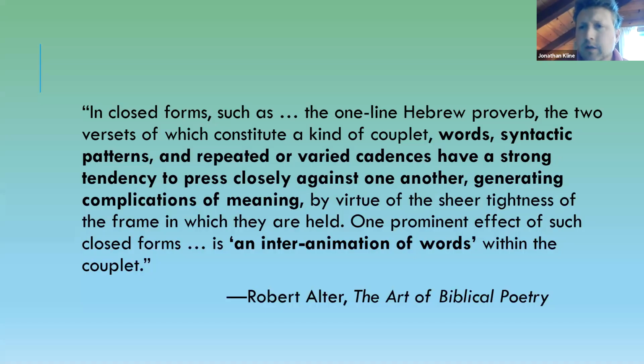So let's finish up this section with another quote from Robert Alter. In closed forms, such as the one-line Hebrew proverb, the two versets of which constitute a kind of couplet. Versets just means two parallel lines. So basically, in Hebrew poetry, words, syntactic patterns, that is word order, and repeated or varied cadences have a strong tendency to press closely against one another, generating complications of meaning by virtue of the sheer tightness of the frame in which they are held. One prominent effect of such closed forms is an interanimation of words within the couplet. So this is just a very nice way of describing what goes on in a lot of poetry, not just in the Bible.